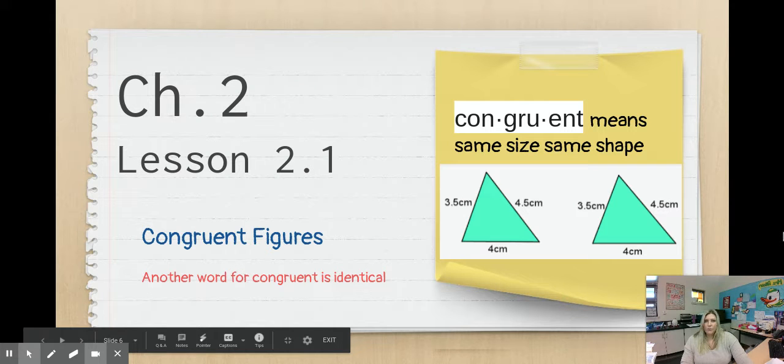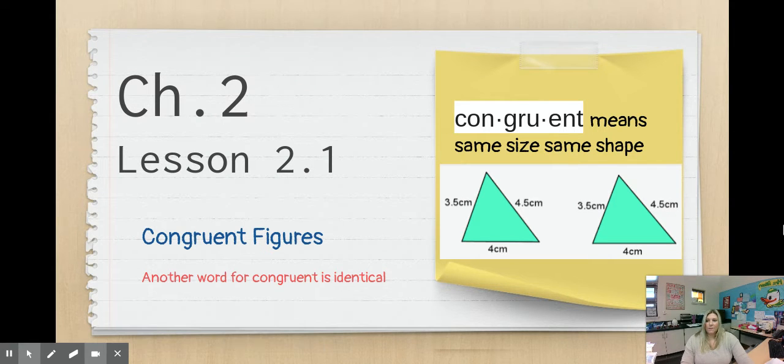Okay, lesson 2.1, congruent figures. Let's define congruent. Congruent means the same size and the same shape. Another word for congruent is identical. Okay, so take a look at the two triangles here.